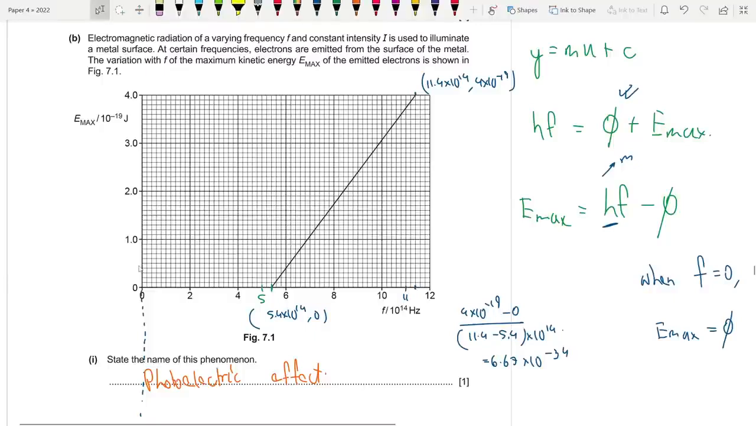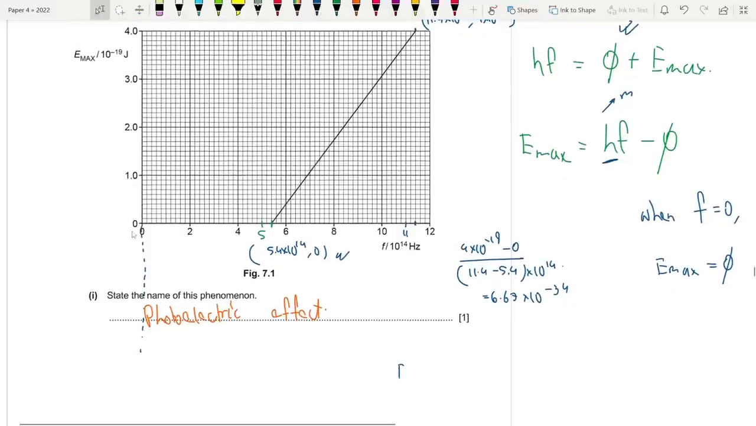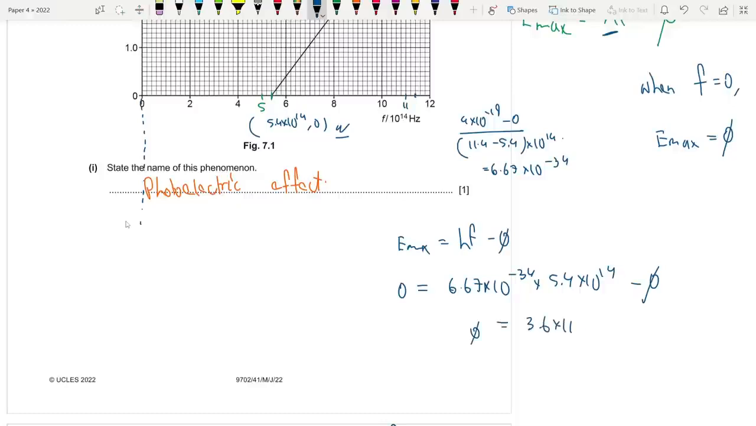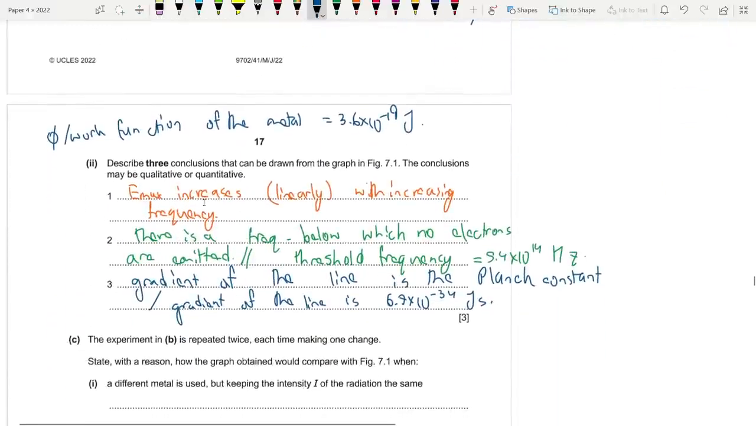For example, check this. I know that this is one coordinate, right? And E max is equal to hf minus phi. So why don't I write E max, which is 0, using this point, is equal to 6.67 into 10 to the power minus 34 times 5.4 into 10 power 14 minus phi. So what is the value of phi? Phi is equal to 3.6 into 10 power minus 19. That's how they did it basically. Or you could convert it to electron volts, which is 2.2 electron volts.